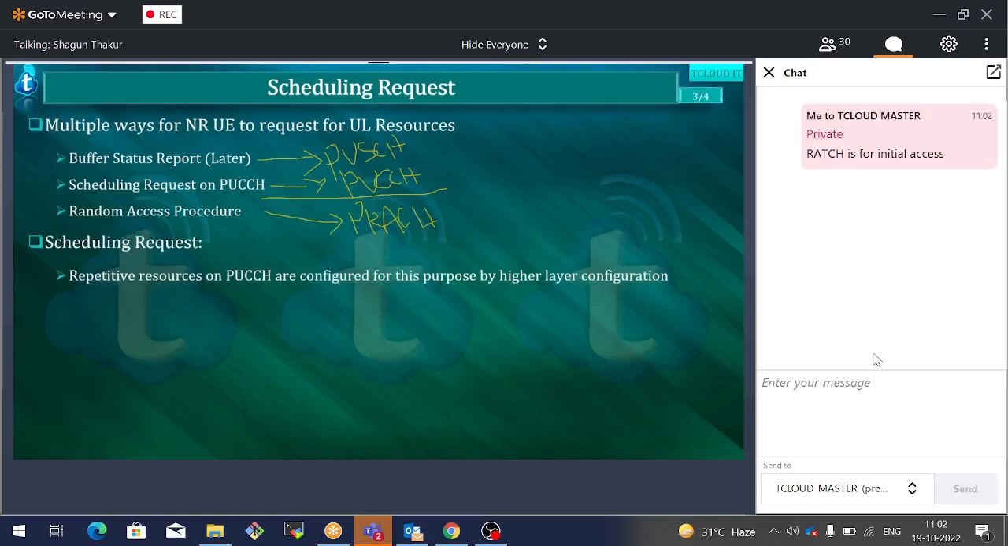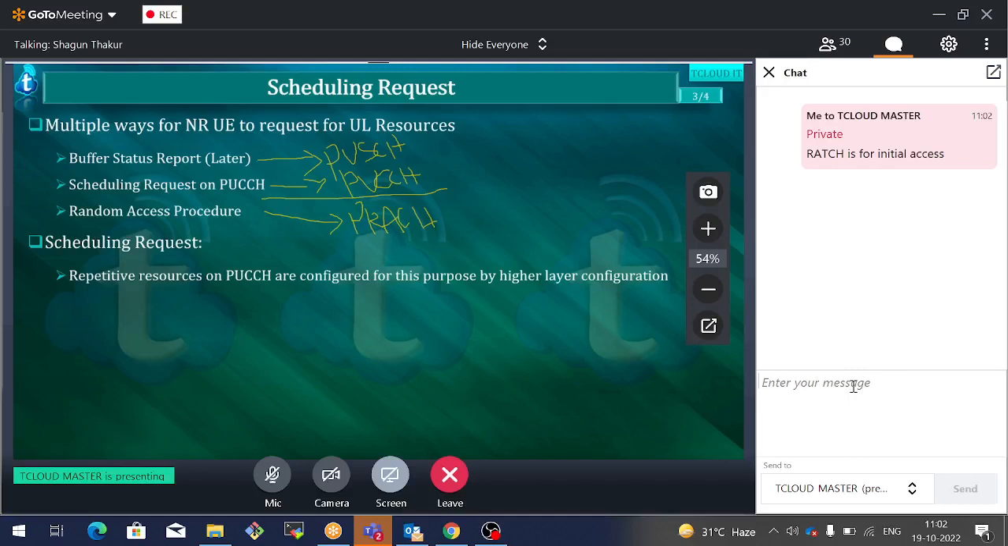The scheduling request is sent when the UE wants to send some data. At that time, it will ask for uplink resources.